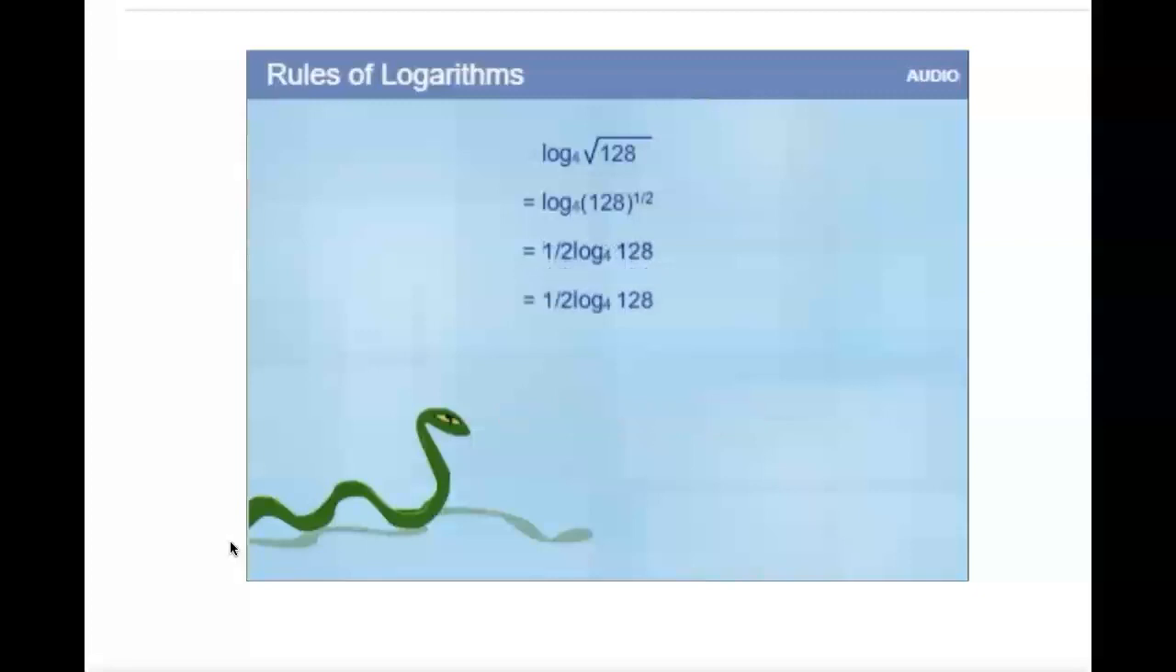Next, write 128 as 64 times 2 so that you can apply Rule 1. In this step, use Rule 1. The log of the product of two numbers is the sum of the logs of those numbers. You know that the log base 4 of 64 is 3, since 4 to the 3rd power equals 64, and log base 4 of 2 is 1/2, since 4 to the 1/2 power equals 2. Substitute these numbers into the equation. Finally, you do the arithmetic indicated and find that log base 4 of the square root of 128 equals 7/4.